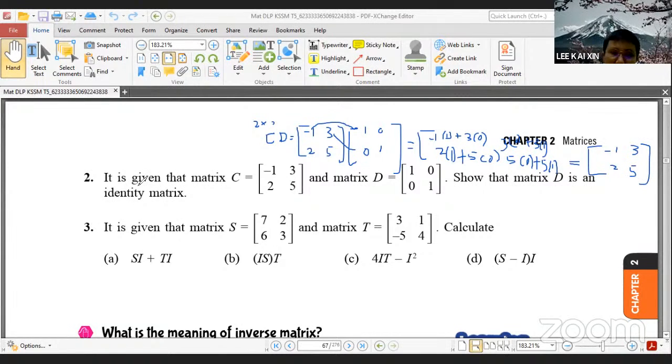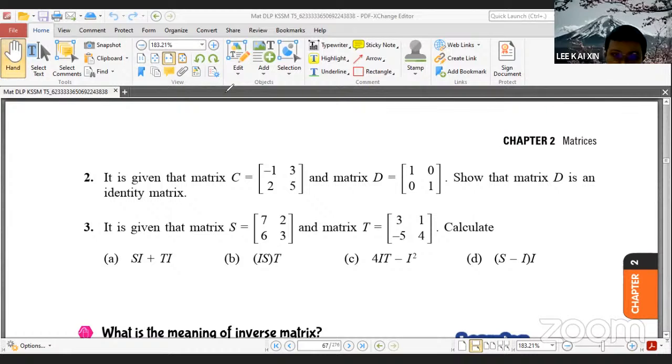Okay, so how to prove an identity matrix? You times a matrix with an identity matrix, you will get the same as the original one. Okay, it's proven that this is an identity matrix. Actually, when you see it like that, it's an identity matrix because the ones form a diagonal in a row down like this.